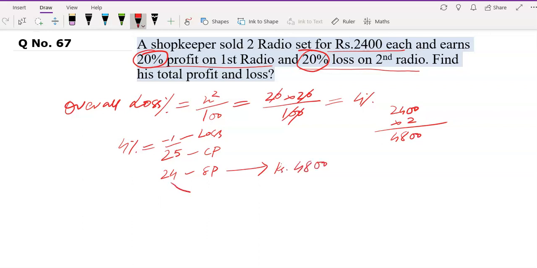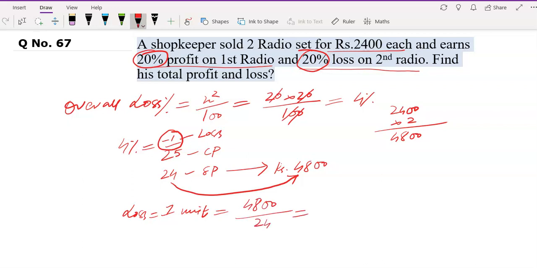So 24 units represents rupees 4800, and we need to find our profit or loss. So in this condition we have loss of 1 unit. So 1 unit loss is equal to how much? 4800 divided by 24 will give us how much? Rupees 200. So this is our answer.